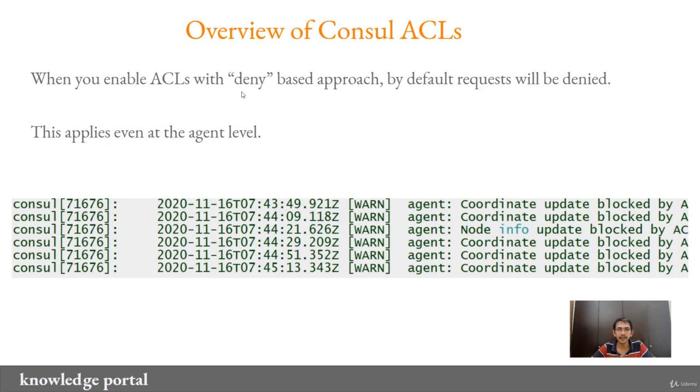Since we have already added a deny based approach within our ACL configuration file, if you look into the console logs, you will see a lot of logs related to various things being blocked. Here you see coordinate update blocked, then node info update blocked by ACL and so on. So it is important that whenever you have an ACL that is working based on a deny based approach, always go through the logs to see what exactly is blocked to understand and remediate it.